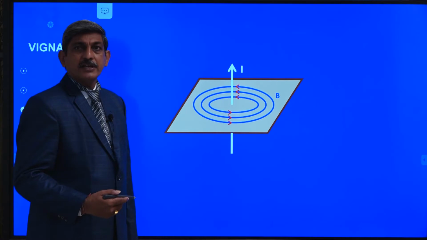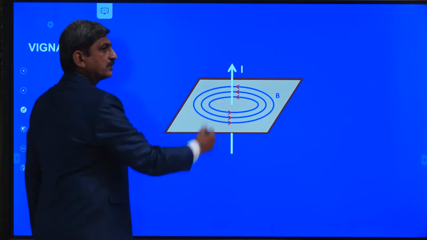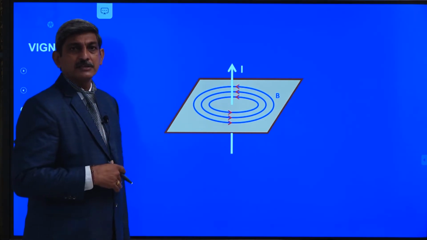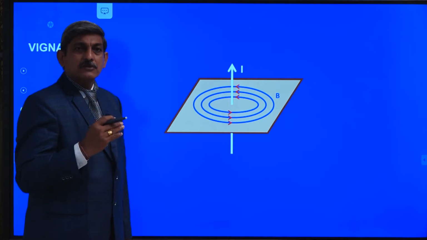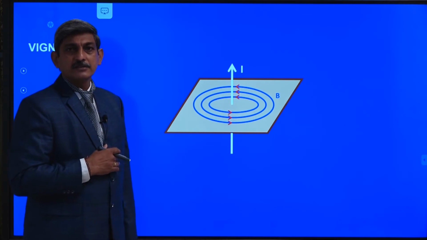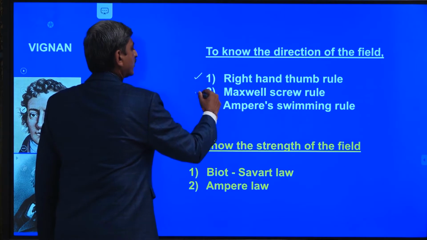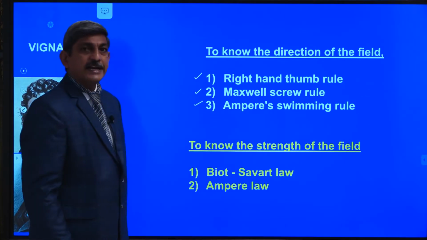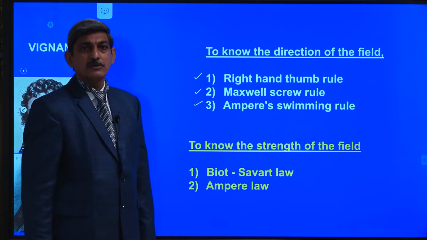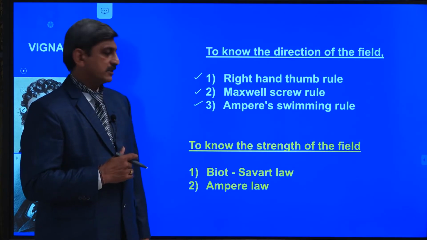In the beginning of the lesson itself, it is studied that whenever current is passing through a wire, it produces a magnetic field in the surroundings of the wire. Now, what is the direction of the magnetic field? What is the strength of the magnetic field? To study the direction of the magnetic field, three laws are proposed. They are the right hand thumb rule, Maxwell screw rule, and Ampere's swimming rule. We studied the three rules in the previous session.